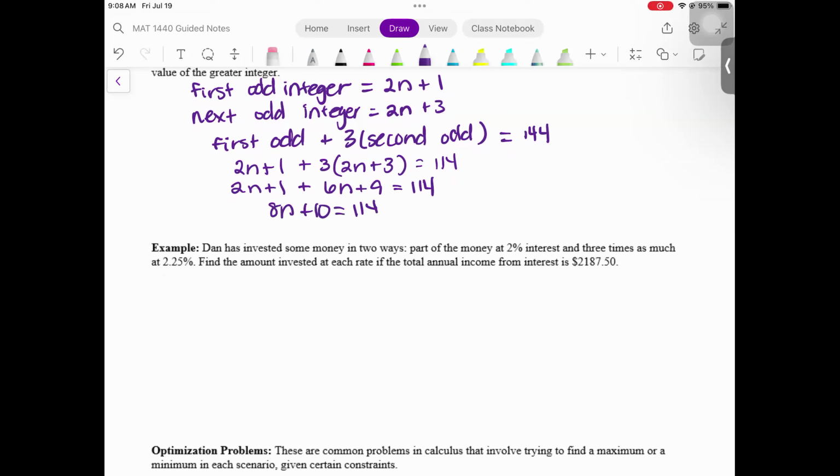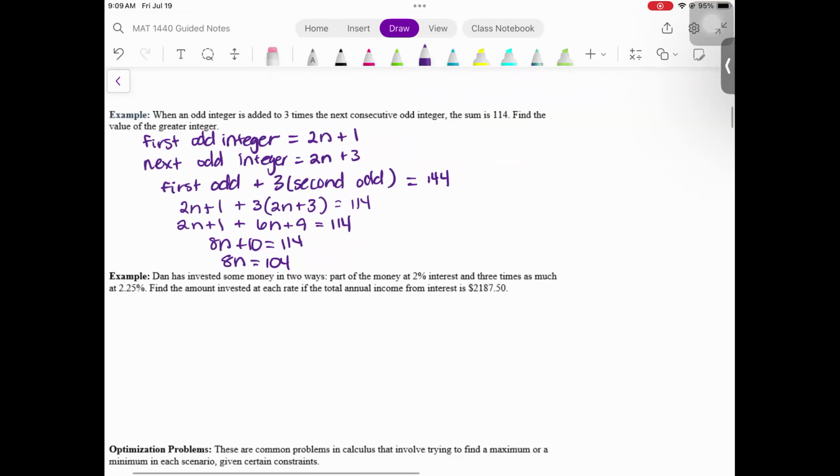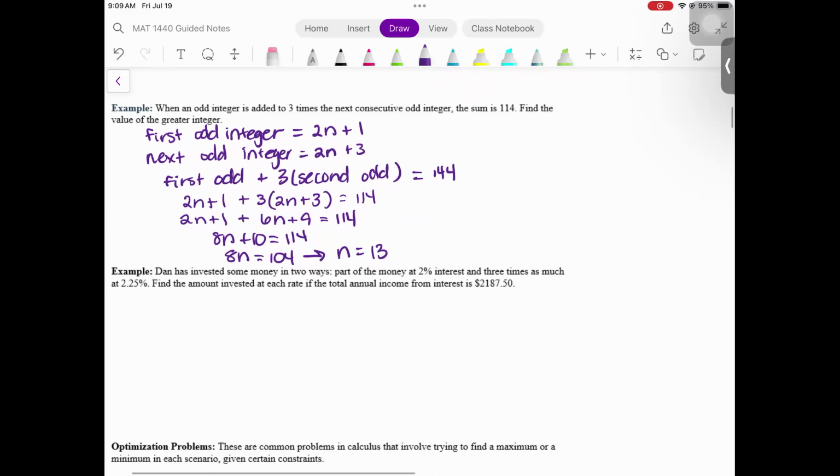Subtracting 10 from both sides, 8n is equal to 104. Since I'm running out of space, I can't draw this next step below this, but I'm going to divide both sides by 8 to get n by itself. And 104 divided by 8 gives me 13. So n is 13.